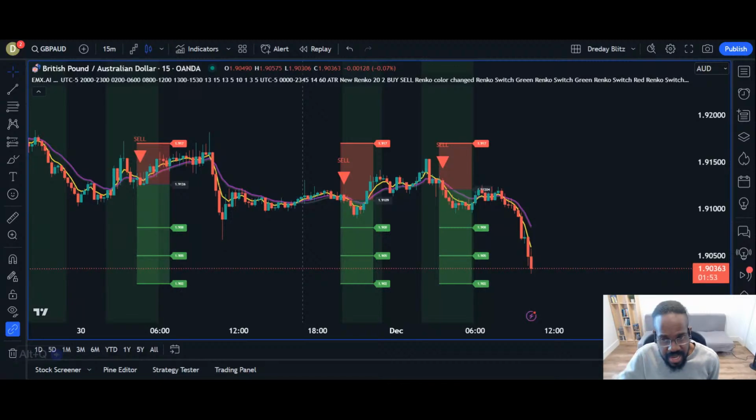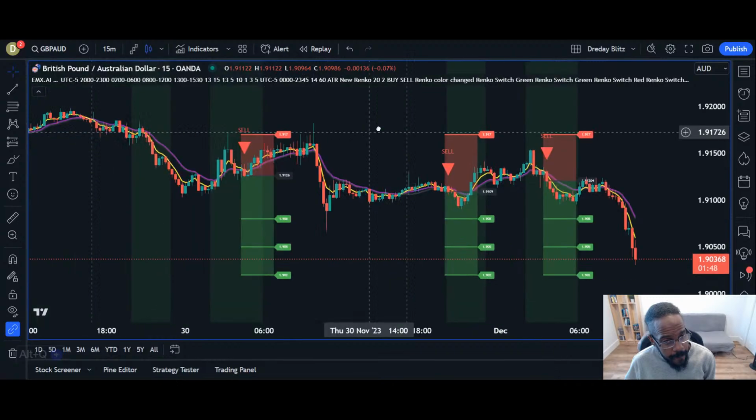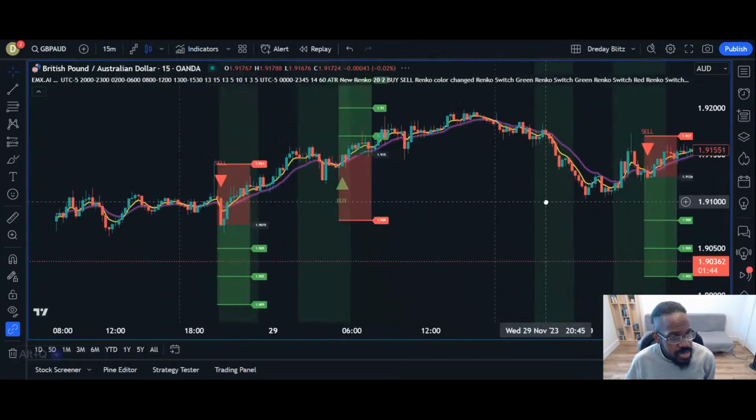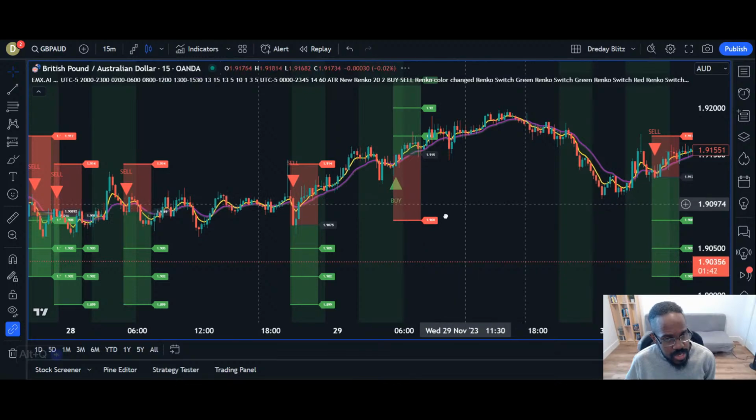So by doing that, you're minimizing your risk of, basically not minimizing your risk, but it's really the way that I love to trade.